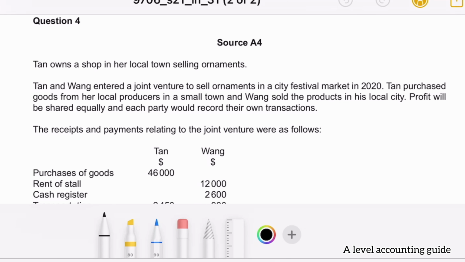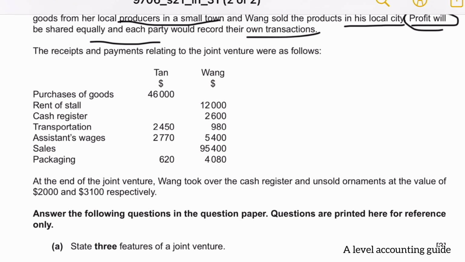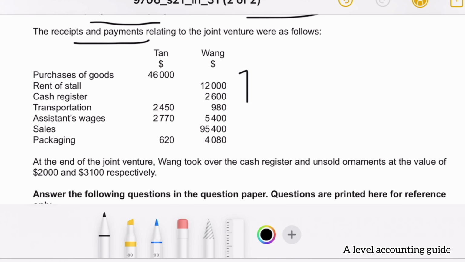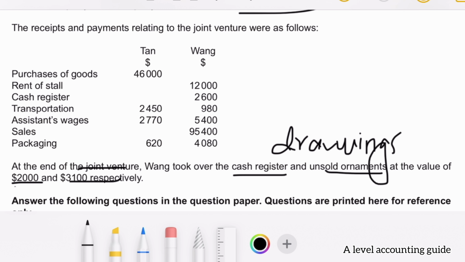Alright, now if we look into the question, Tan owns a shop in her local town selling ornaments. Tan and Wang entered a joint venture to sell ornaments in the city. Profit will be shared equally and each party will record their own transactions. You have the receipts and payments relating to the joint venture of Tan and Wang, with figures provided separately. At the end of the joint venture, Wang took over the cash register and unsold ornaments at the value of 2,000 and 3,100 respectively. If you underline this, you will clearly understand these are the drawings by Wang, 2,000 and 3,100 respectively. For the B part, you're supposed to prepare the joint venture account, also known as the memorandum of joint venture.